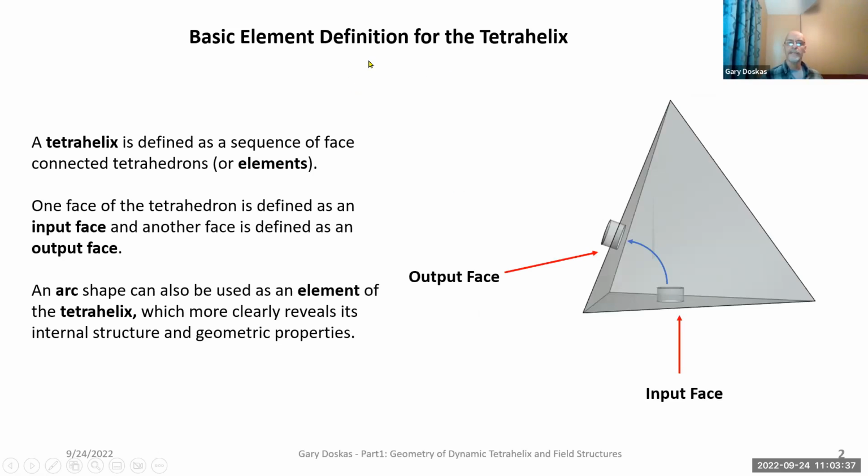So first I'll start with the basic element definition for a tetrahelix. A tetrahelix is defined as a sequence of face-connected tetrahedrons, or elements. One face of the tetrahedron is defined as the input face, and the other face is defined as an output face. And an arc shape can also be used as an element of the tetrahelix, which more clearly reveals its internal structure and geometric properties.